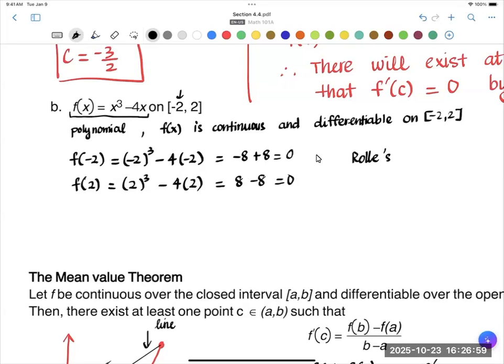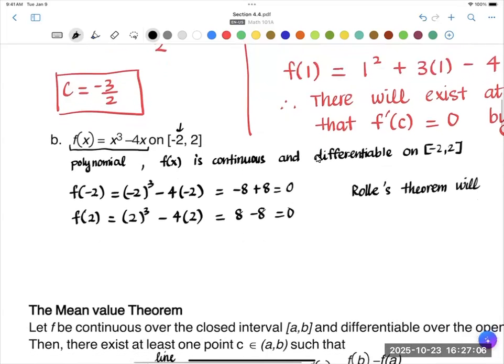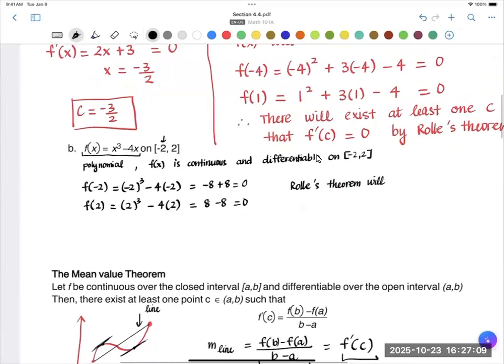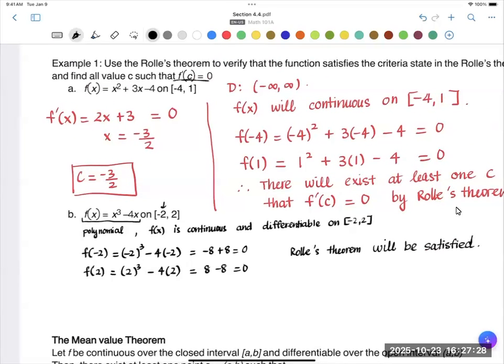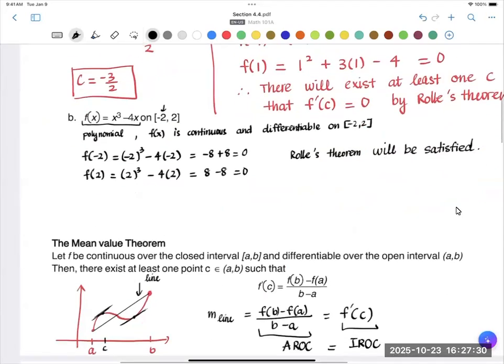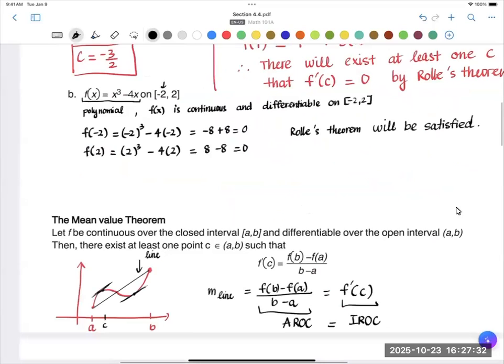So the Rolle theorem will apply, will be satisfied. So by Rolle theorem, there will exist, satisfied, and then we will be able to find a C such that f prime of C is gonna equal 0. And that C will be in between this interval.